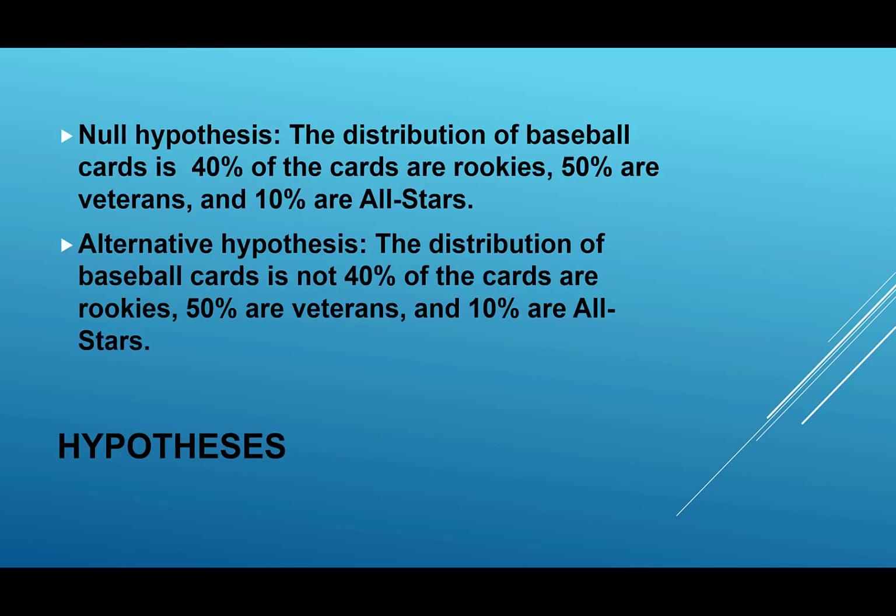Next, we're going to state our hypotheses based on this scenario. So the null hypothesis is the distribution of baseball cards is 40% are rookies, 50% are veterans, and 10% are all-stars. The alternative hypothesis is the distribution is not 40% are rookies, 50% are veterans, and 10% are all-stars.